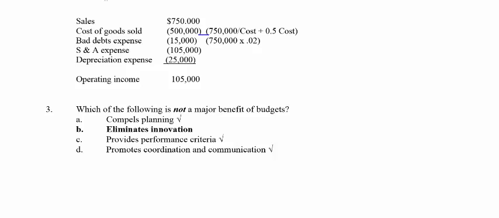D, promotes coordination and communication. Absolutely. We are going to be communicating all of this information in these schedules and budgets with these managers and their line workers who need this information. And there is undoubtedly coordination required. We've got a lot of discussions and a lot of calculations that multiple people have to give input on in order to put these things together. Okay, so D is a major benefit of budgets, therefore it gets a check mark.